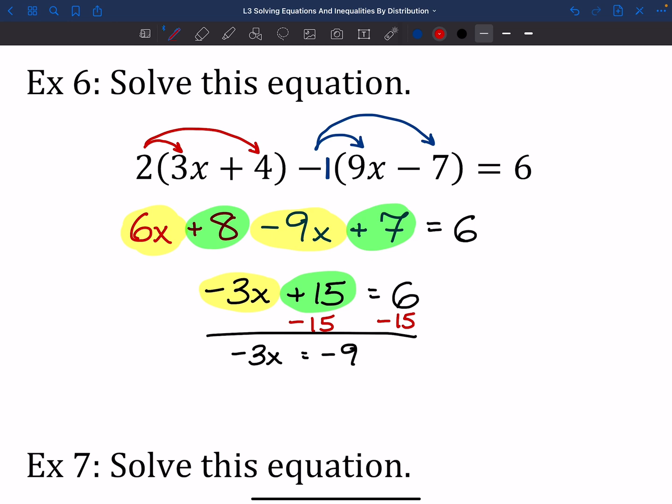I want to get rid of that negative 3, but it's multiplying x, so we're going to have to divide there. All right, so I'm going to divide everything by negative 3. We'll get just x left over. And then negative 9 divided by negative 3 is going to give us a positive 3 for our answer.